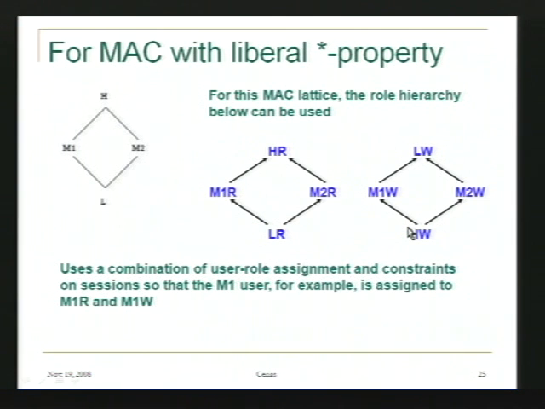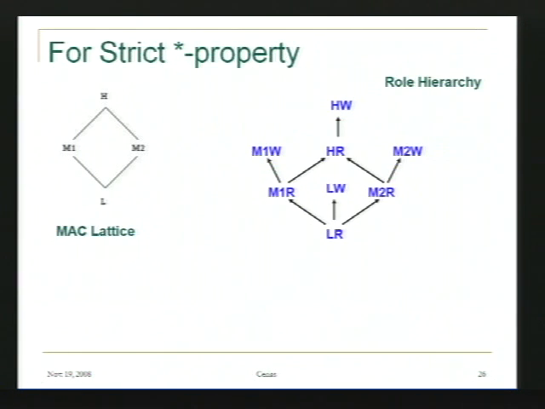Okay. For the strict star property, you just create these little writing roles above each role. So the strict star property says if you're an M1 user, you can only write to M1, you can't write to any other levels. So if you're an M1 user on this role hierarchy, you'd be assigned to the M1 write role, which you inherit the M1 reading permissions and the low reading permissions. Okay? So those mappings are pretty simple.